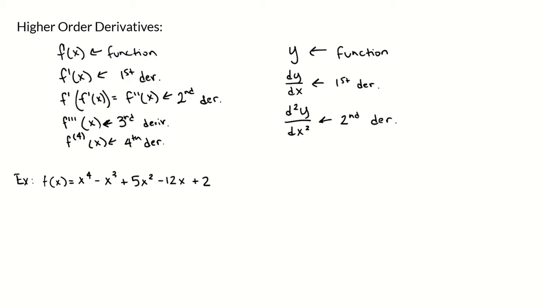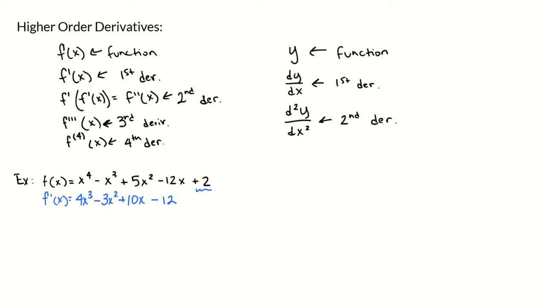Okay, let's start by finding the first derivative. Using the power rule with each term, we'll get 4x to the third minus 3x squared plus, bring down the 2 times 5 is 10x to the first minus 12. Derivative of the 2, which is a constant, is 0, so we don't need to write that. There's our first derivative function.